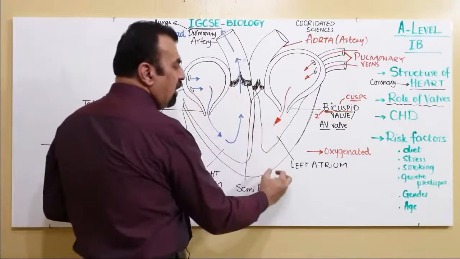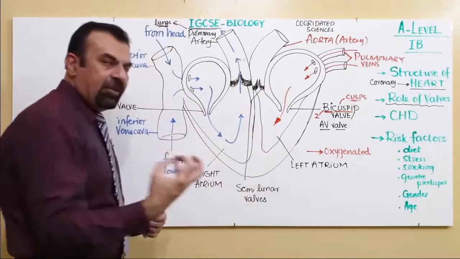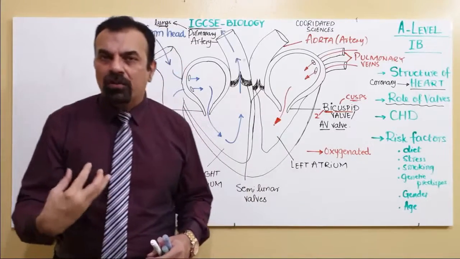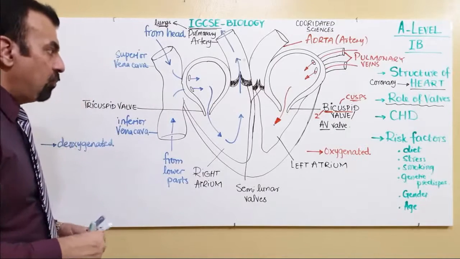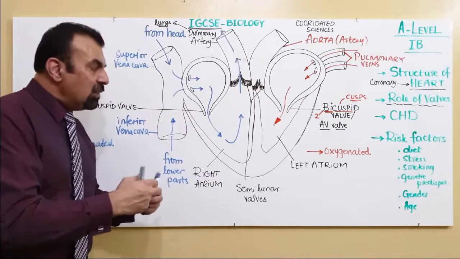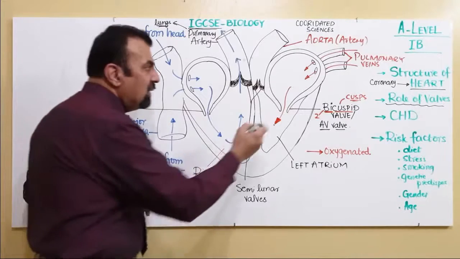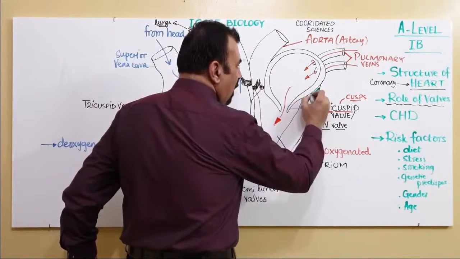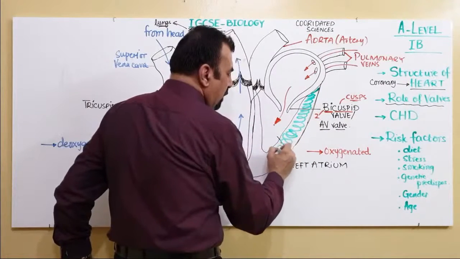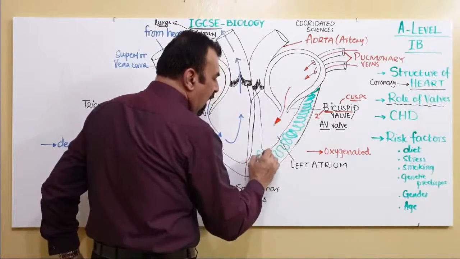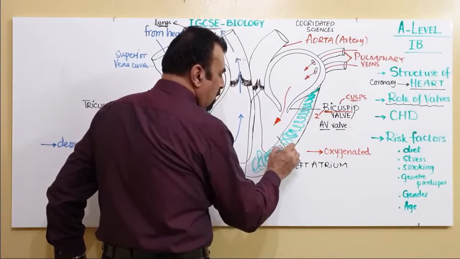So the blood has reached the left atrium. The muscles in the walls of the heart, the muscles over here inside this chamber of the heart, are called cardiac muscles.